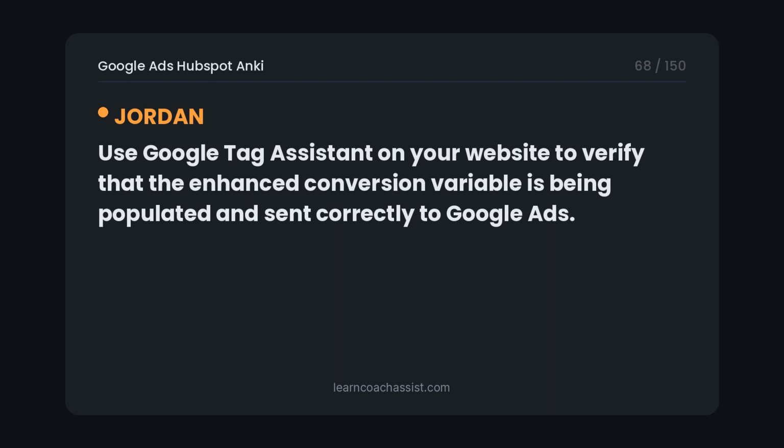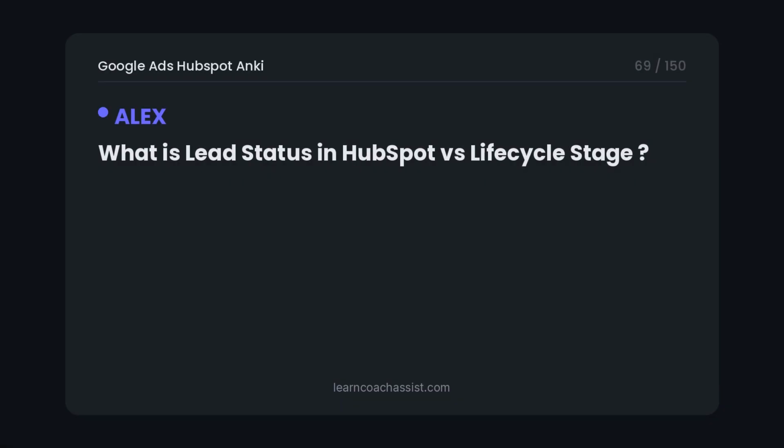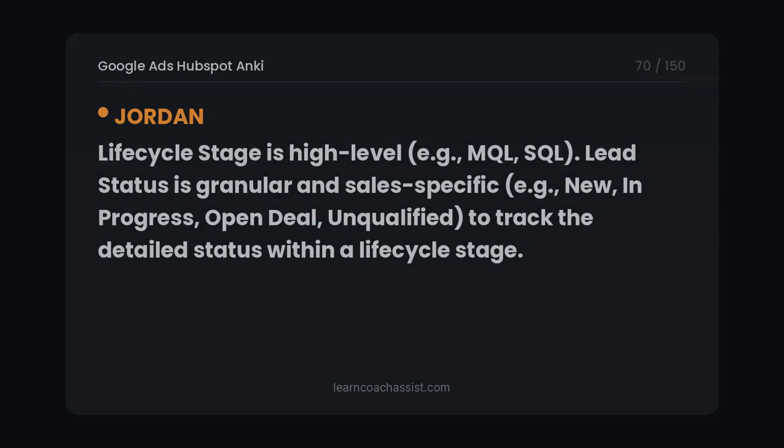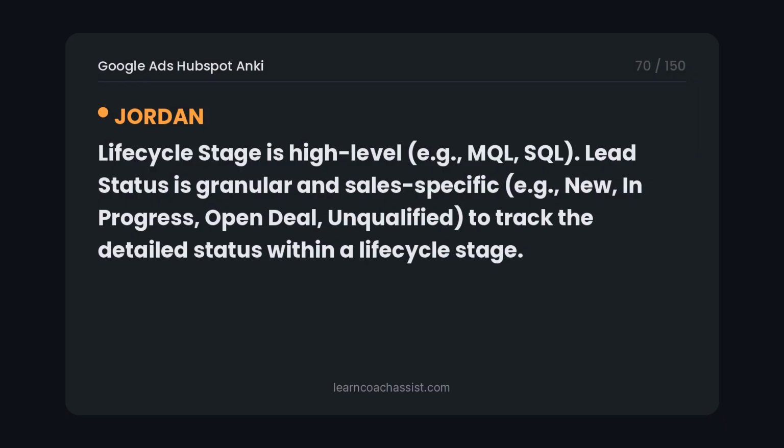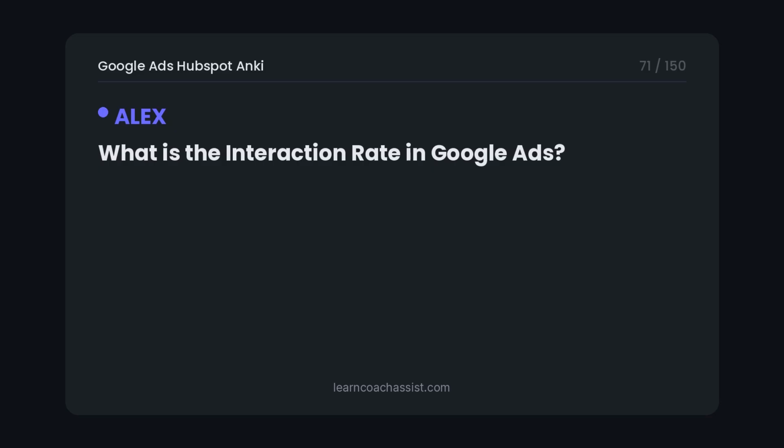to Google Ads. What is lead status in HubSpot versus lifecycle stage? Lifecycle stage is high-level, e.g., MQL, SQL. Lead status is granular and sales-specific, e.g., new, in progress, open deal, unqualified, to track the detailed status within a lifecycle stage. What is the interaction rate in Google Ads?